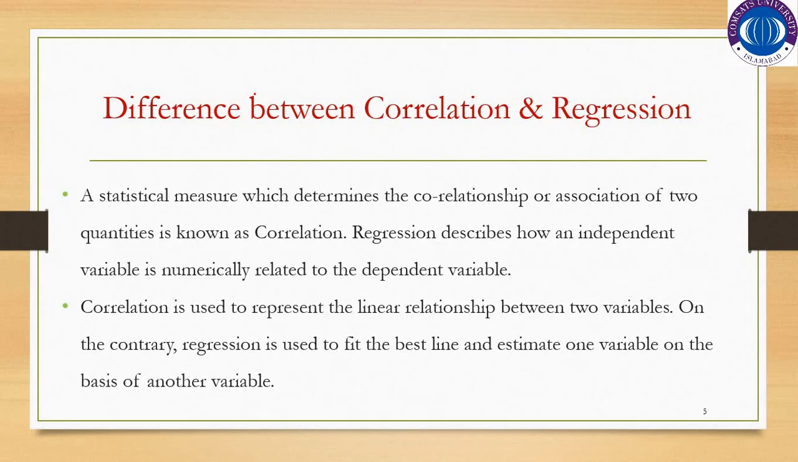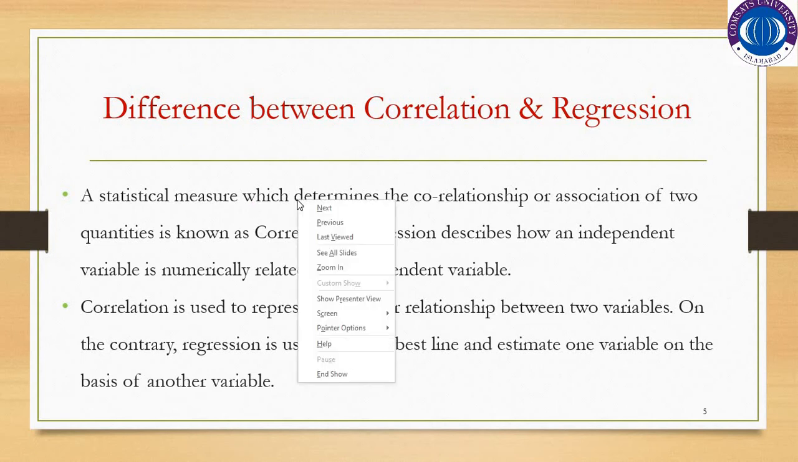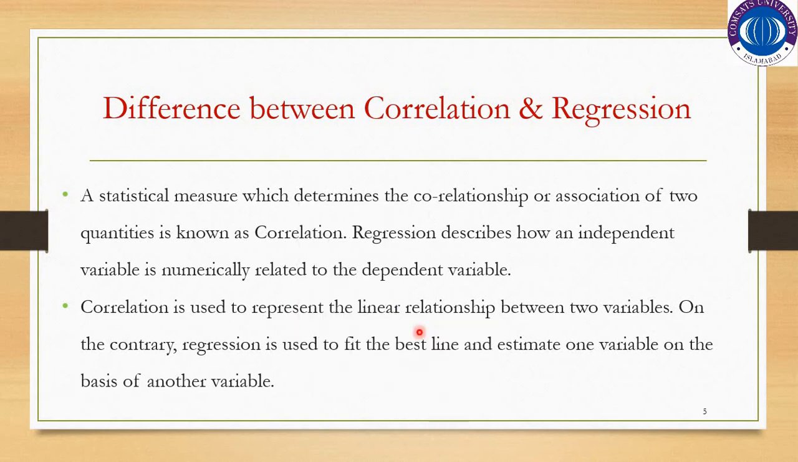Difference between correlation and regression. A statistical measure which determines the correlation or association of two quantities is known as correlation, whereas regression describes how an independent variable is numerically related to the dependent variable. Correlation is used to represent the linear relationship between two variables. On the contrary, regression is used to fit the best line and estimate one variable on the basis of another variable.